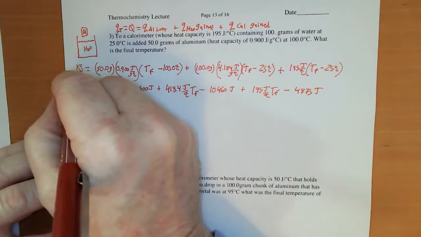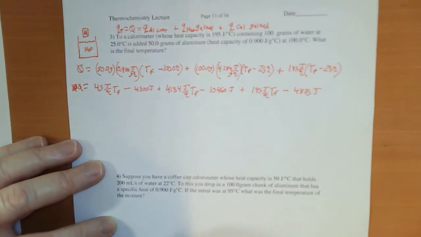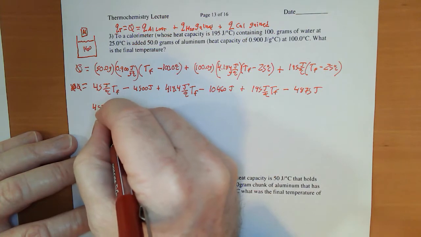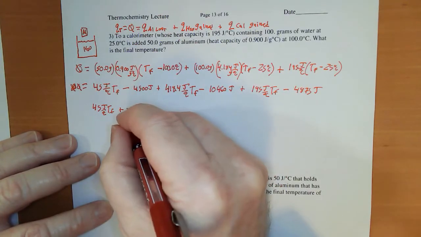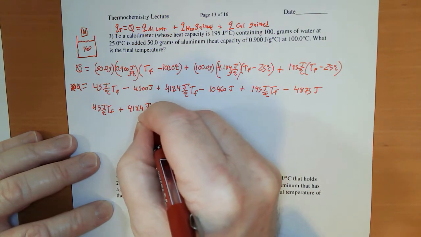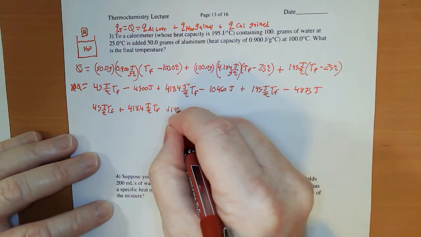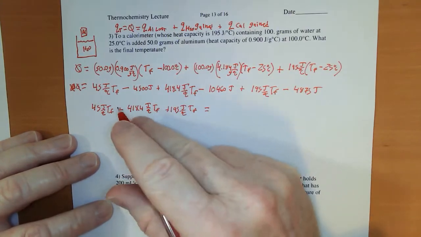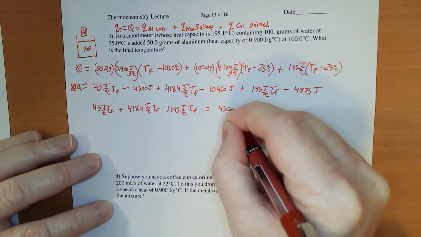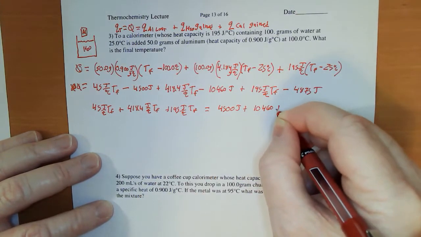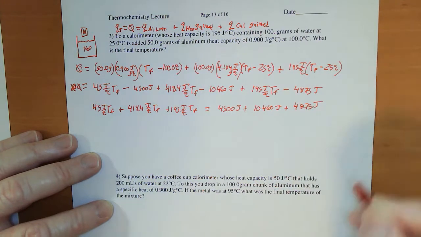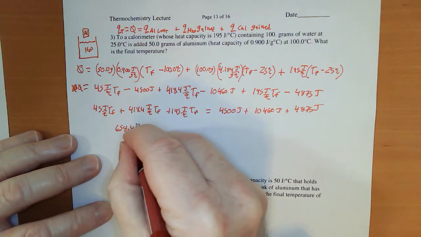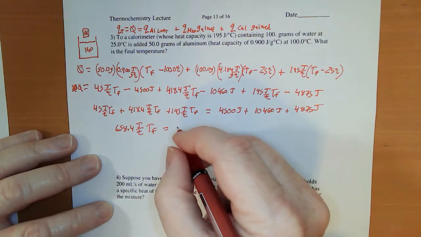Now, that's equal to 0. In algebra, what I'm going to do is called grouping like terms. 45 joules per degree T final, plus 418.4 joules per degree Celsius T final, plus 195 joules per degree T final equals, and on the other side, these negatives will move over, and I get 4,500 joules plus 10,460 joules plus 4,875 joules.